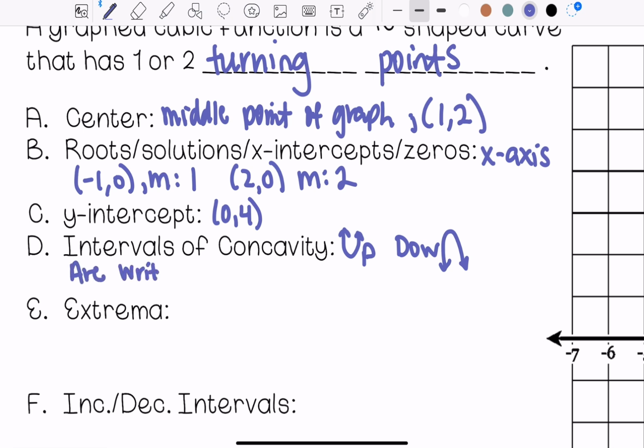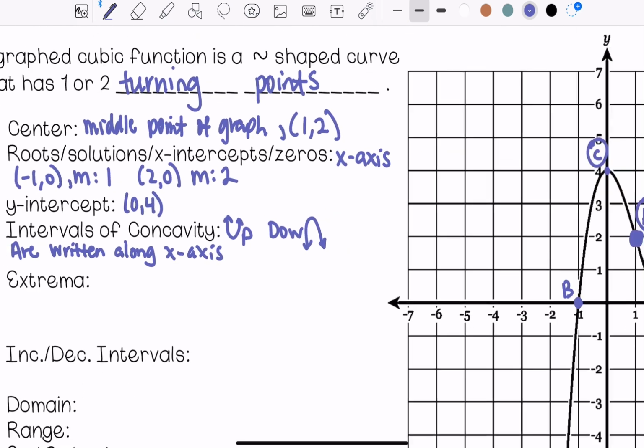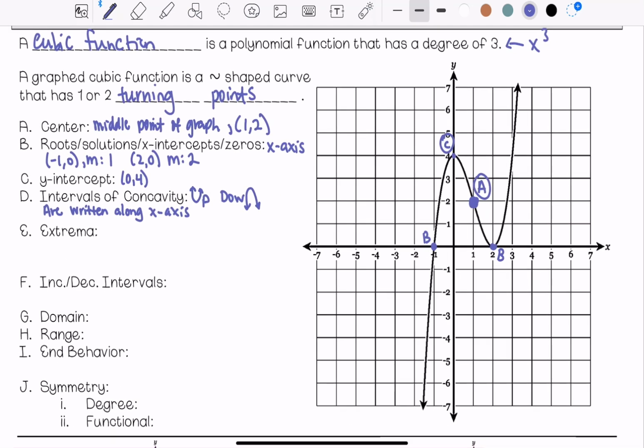So are written along x-axis. If I look at the graph here, you'll notice the center right here is where it switches concavity. I'm going to highlight one color for each.